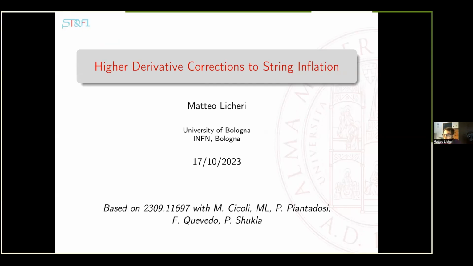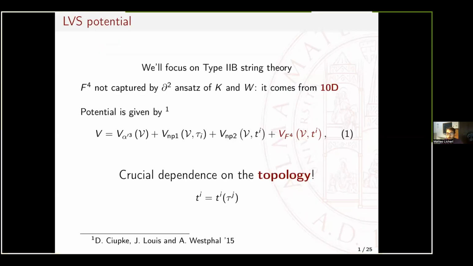Today I want to talk about higher derivative corrections to string inflation, about a recent paper with Michele, Pellegrino, Fernando, and Pramod. I'll focus on type IIB string theory with LVS potentials. We know that F^4 corrections are not captured by the two-derivative ansatz of the Kähler and superpotential. In fact, they come directly from higher derivative terms in the 10-dimensional theory after dimensional reduction.